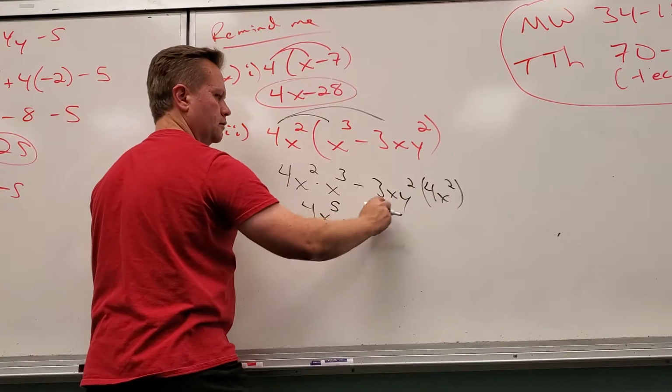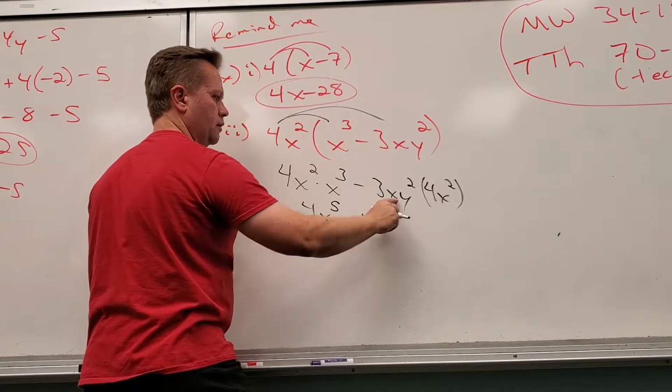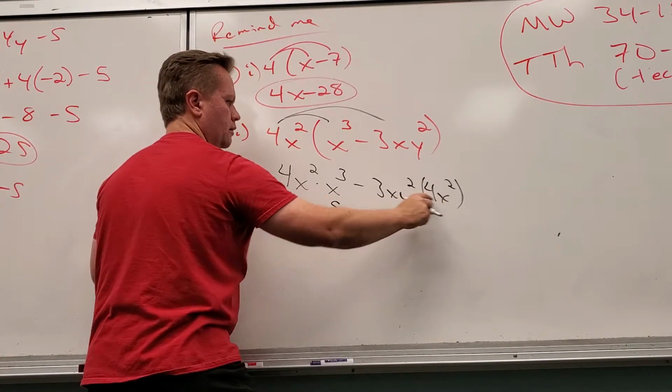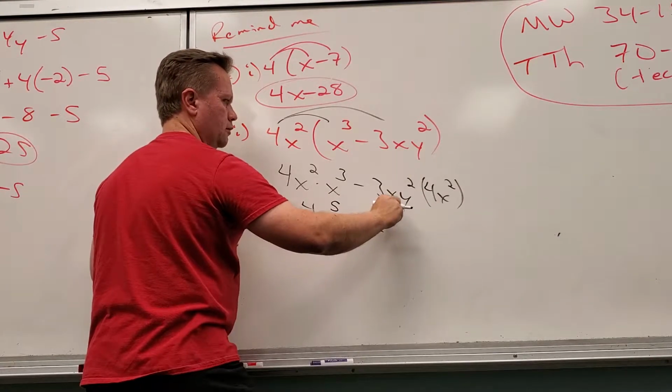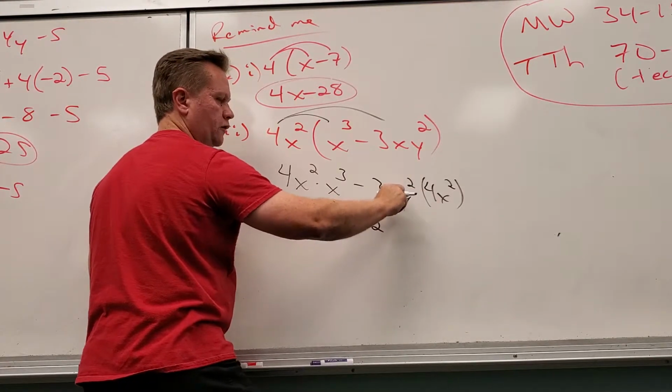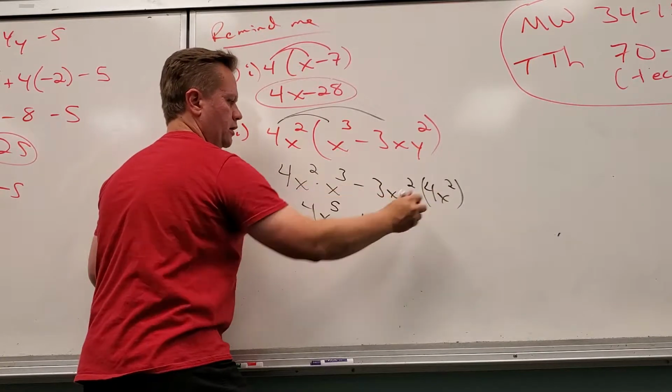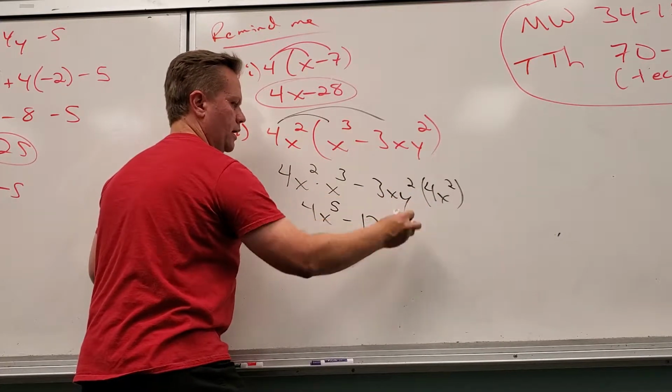minus 12. X to the 4th? No. Dang. What's being squared here? Y. This is x to the first, right? X times x squared is now 3 x's, and the y doesn't change.